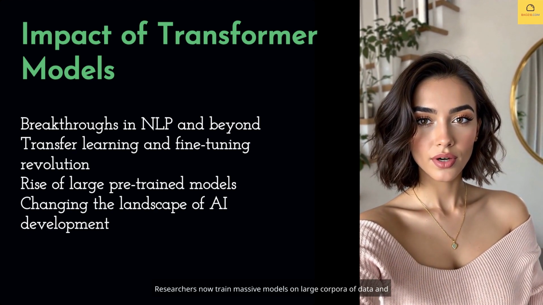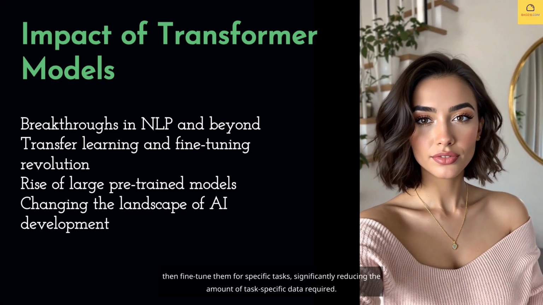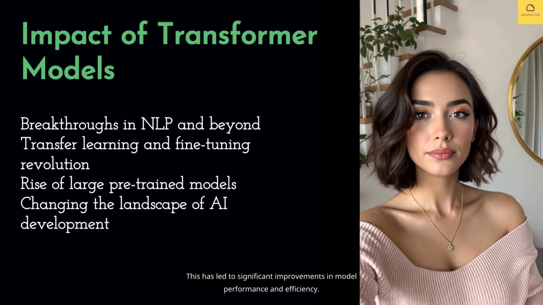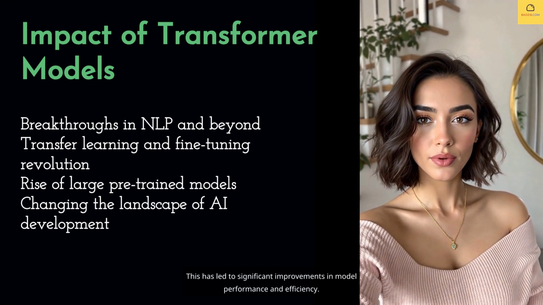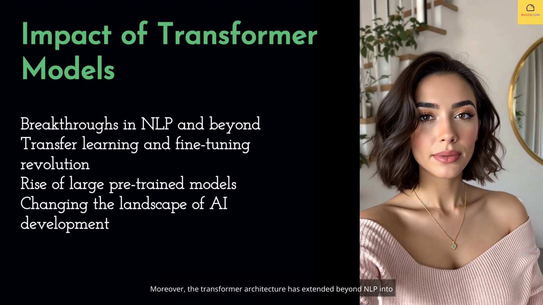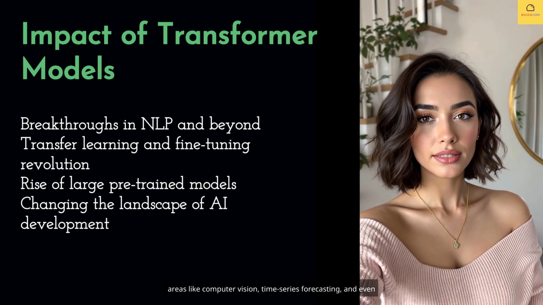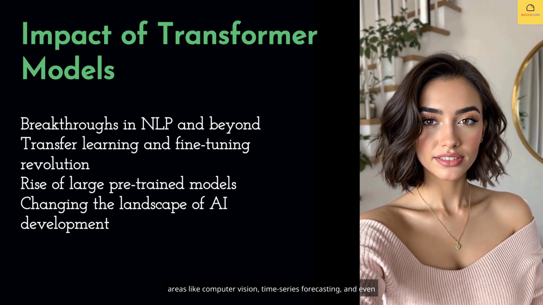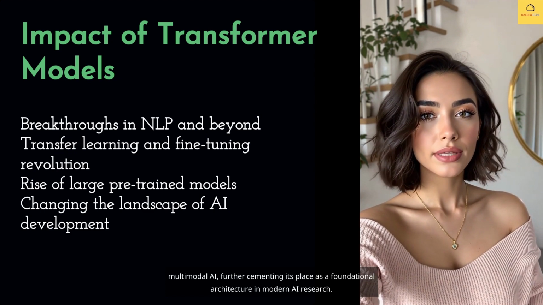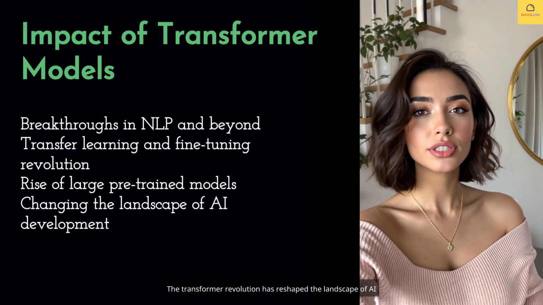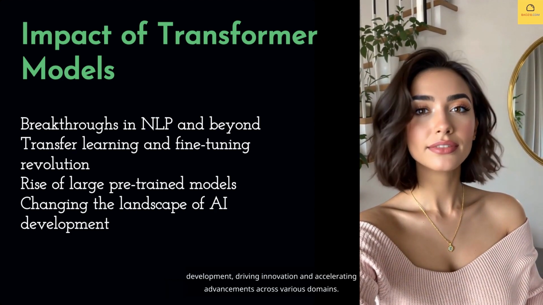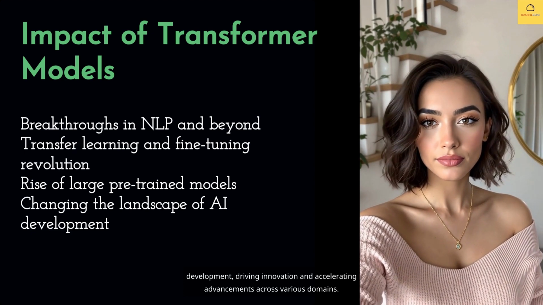Researchers now train massive models on large corpora of data and then fine-tune them for specific tasks, significantly reducing the amount of task-specific data required. This has led to significant improvements in model performance and efficiency. Moreover, the transformer architecture has extended beyond NLP into areas like computer vision, time series forecasting, and even multimodal AI, further cementing its place as a foundational architecture in modern AI research. The transformer revolution has reshaped the landscape of AI development, driving innovation and accelerating advancements across various domains.